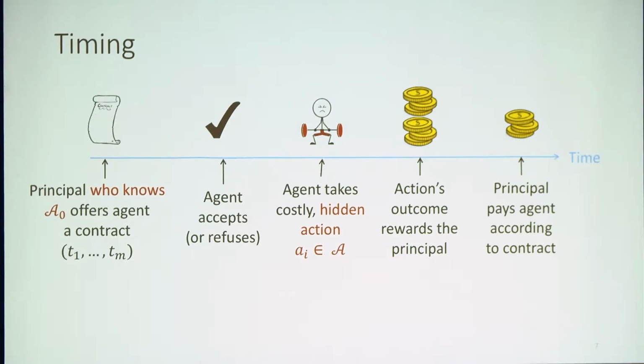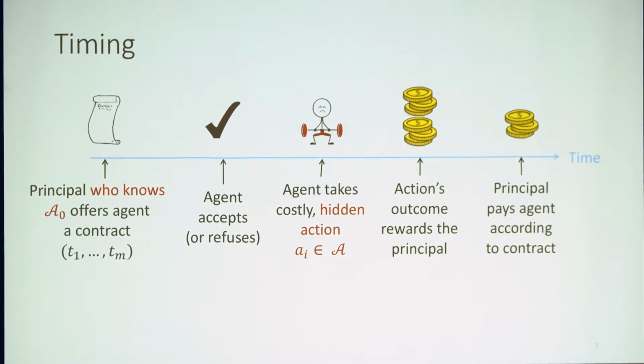So the agent would accept the contract. It would take a hidden action now from this larger set. So that's why I highlighted it in red. And then as before, the agent's action triggers stochastically an outcome or a reward, which goes to the principal. And the principal, in turn, pays the agent according to the contract that he committed to. Okay, so that's the model.